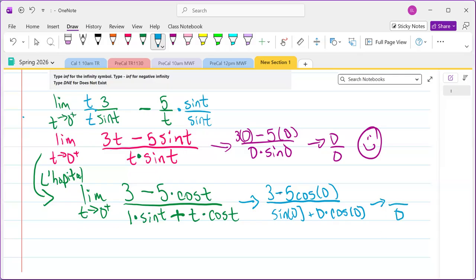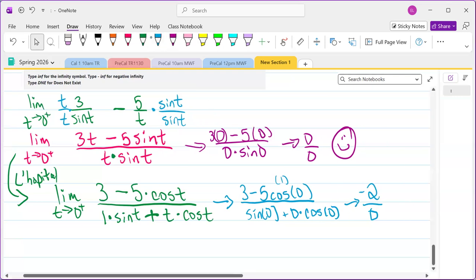But on top, I didn't get 0. Cosine of 0 is 1. So 3 minus 5 times 1 is -2. So now our question is: is it infinity or is it negative infinity? Yep, because the 2 is negative.